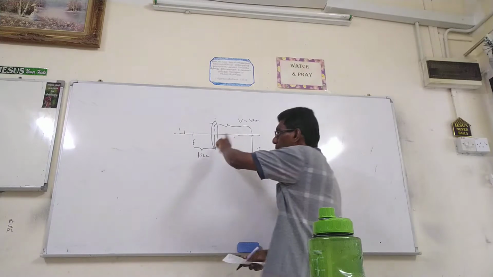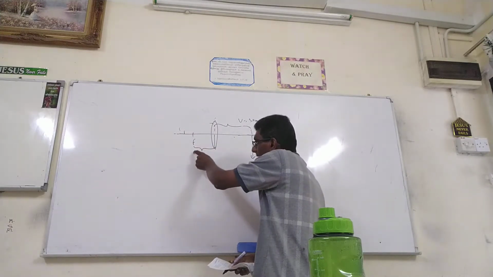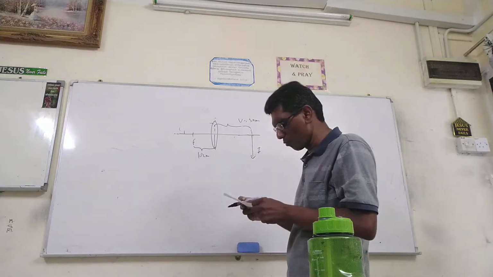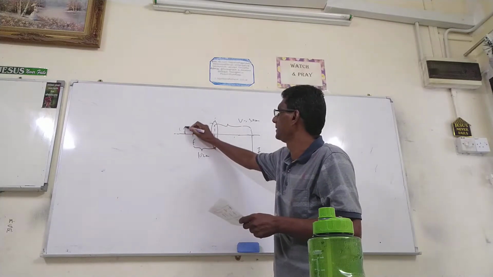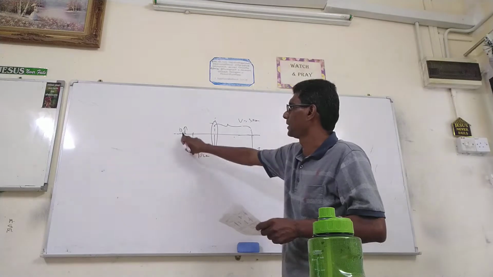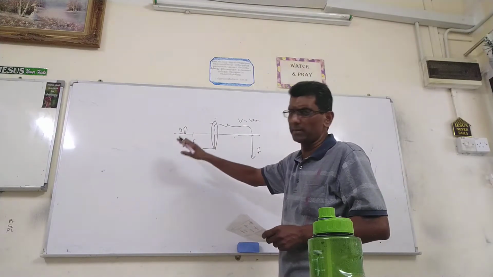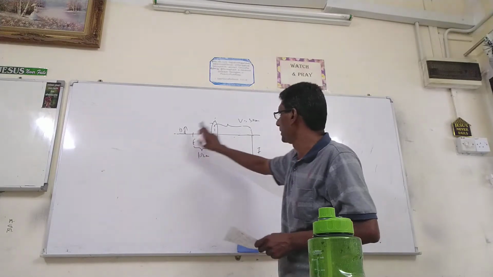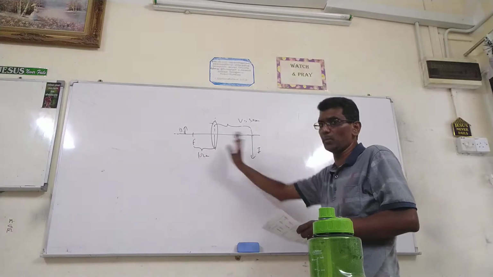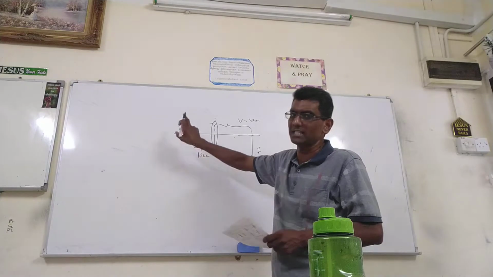If the object and the image are on the same side, it means a virtual image. The object is placed here, but the object will be more than F. Because if it is less than F, the image and the object are on the same side. So since the image is on the other side of the lens, behind the lens, the object must be placed more than F.